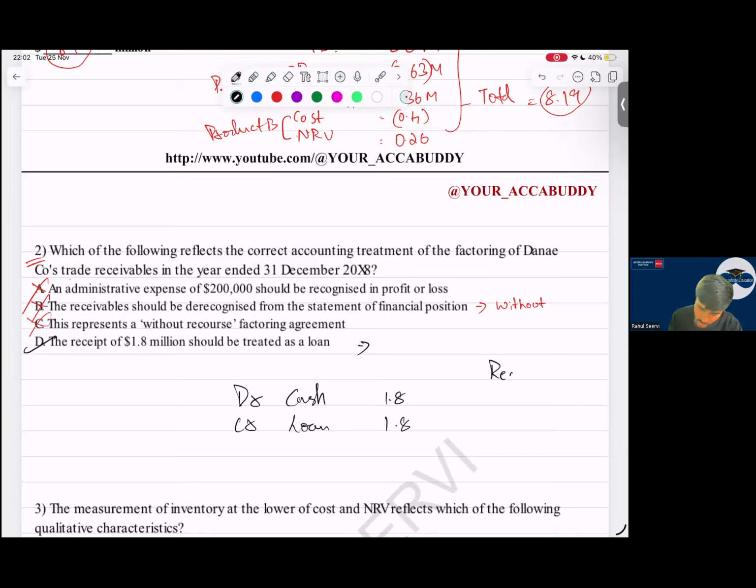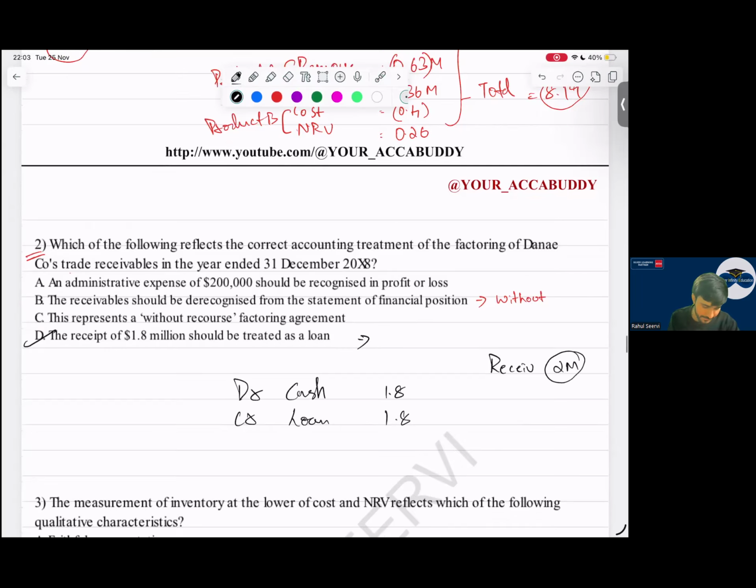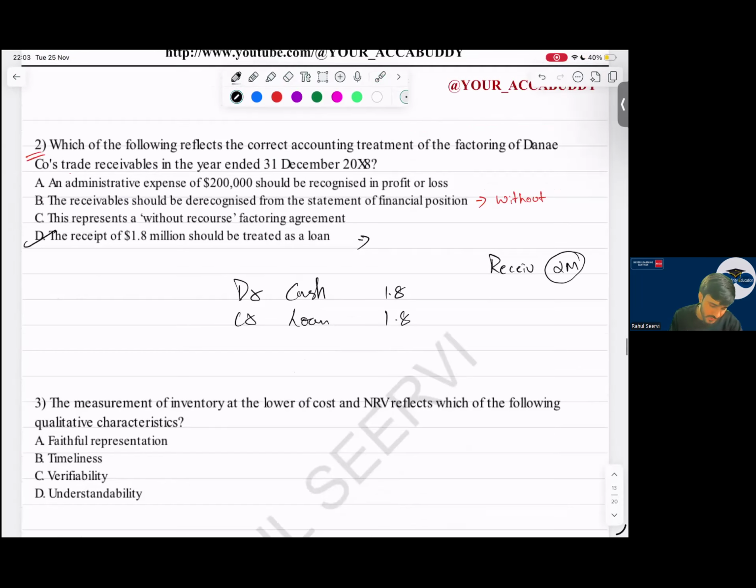What value will be the receivable in the books? 2 million will be the receivable in our books. Still, it will reflect. A very easy, straightforward question. Then next one. Next also is a theory question.